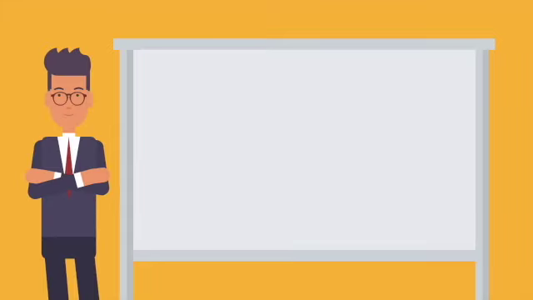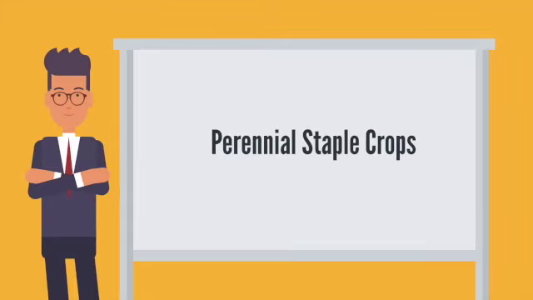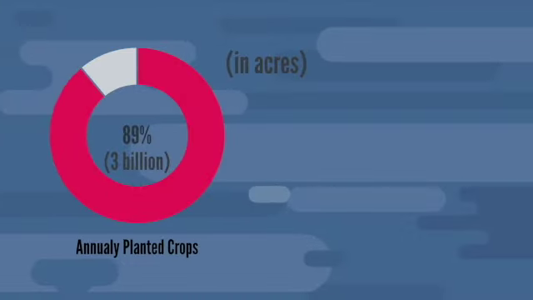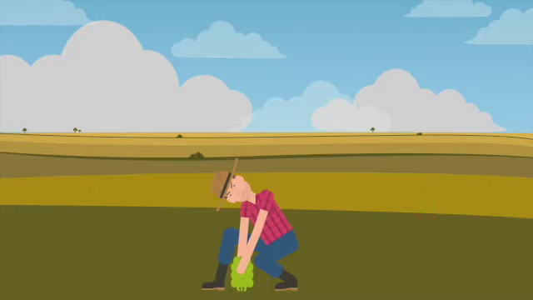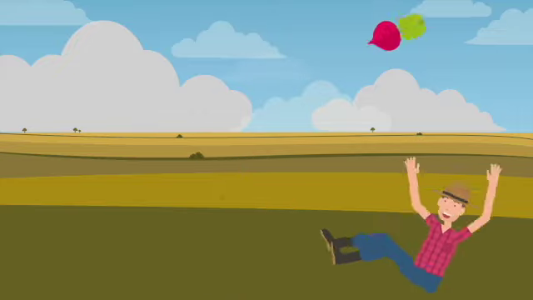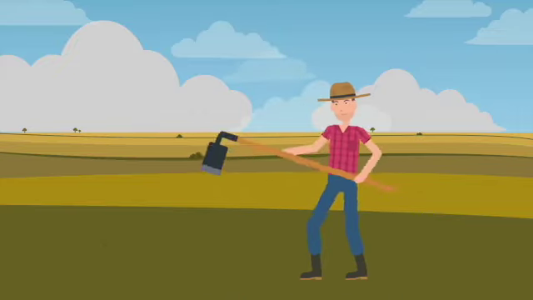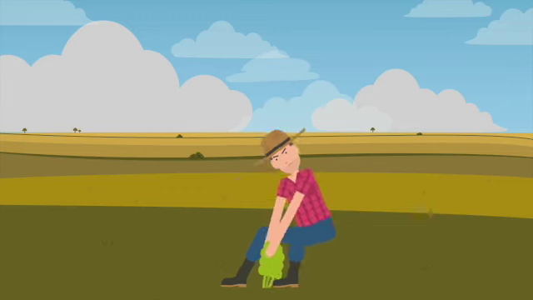A simpler yet more effective solution is the planting of perennial staple crops. 89% of cultivated land is devoted to annually planted crops, which contribute far more towards climate change. Of the remaining perennial crops, only 116 million acres are used for perennial staple crops. Due to farming practices, annual crops cause a net release of carbon from the soil into the atmosphere every year.